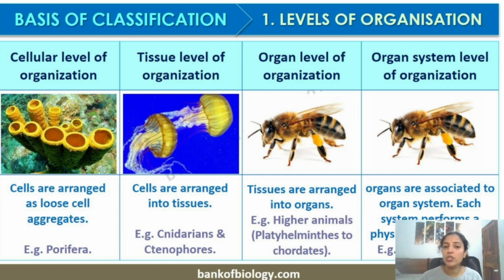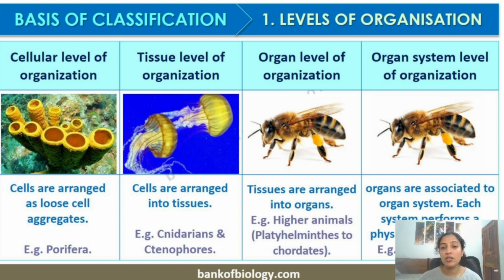While going to the tissue level, that means a bit more advanced type of animals, it includes phylum Cnidaria and phylum Ctenophora. So phylum Cnidaria is the phylum in which you can see the jellyfishes. Okay, so in this particular type of organisms you can see the cells are arranged into tissues. You know the difference between what is a cell and what is a tissue? A group of cells which is assigned to do a specific function is called a tissue. So here you can see the tissue level of organization.